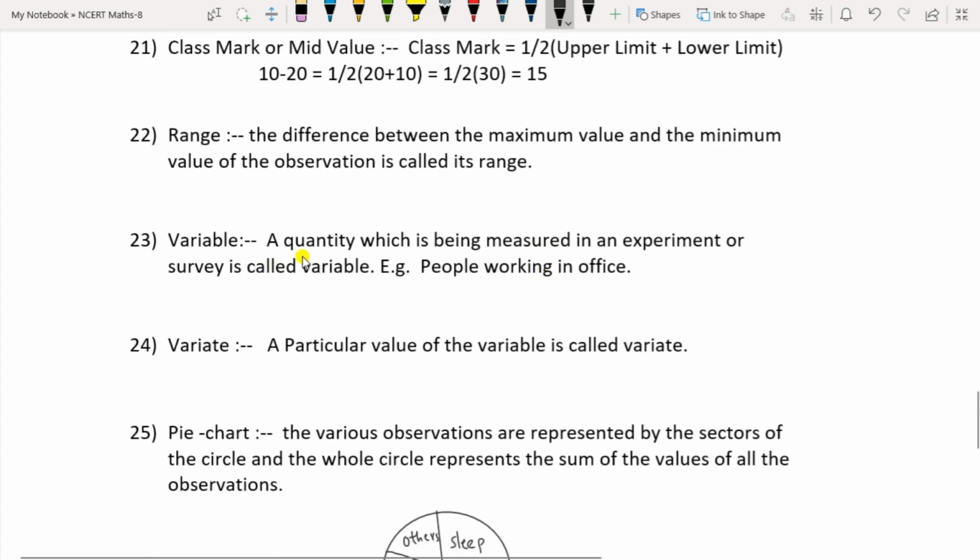Variable: a quantity which is being measured in an experiment or a survey is called a variable. Whatever survey we are doing, whose numerical value we are taking, is called a variable. Examples are the number of people working in an office, the number of students in the class, or the number of boys in the class or school. That is all called a variable. What is a variate? A particular value of the variable is called a variate.